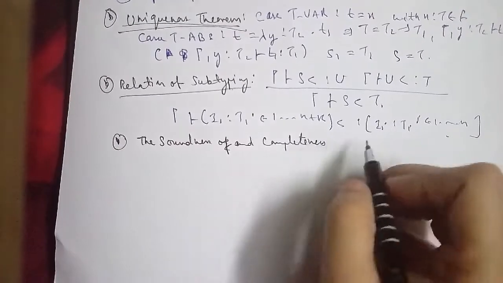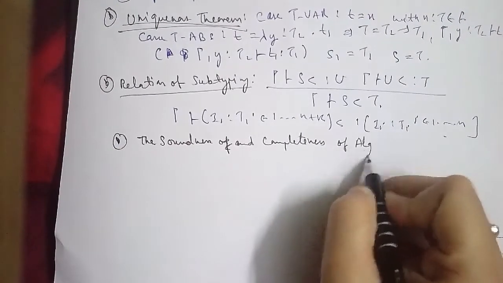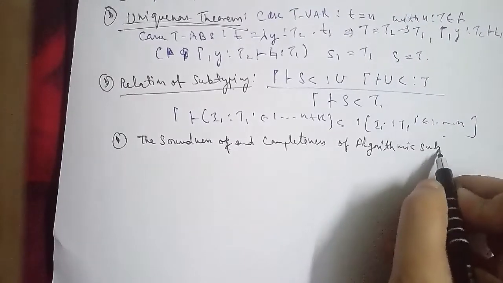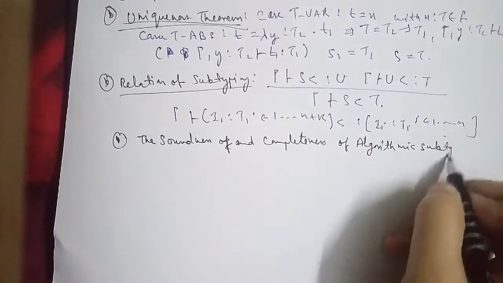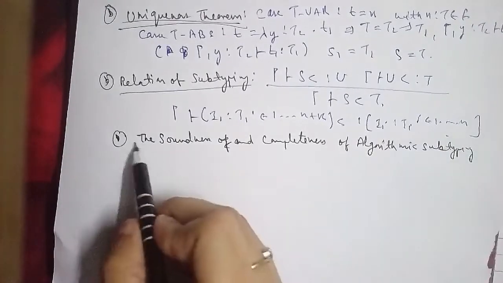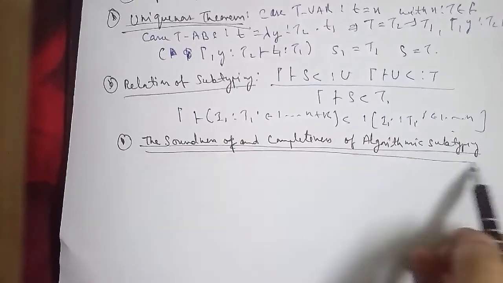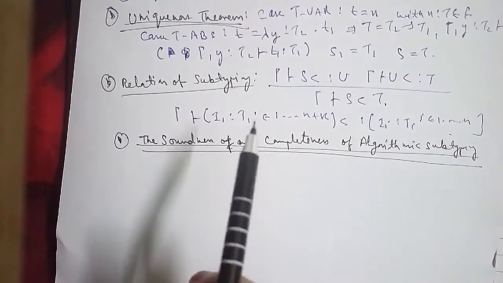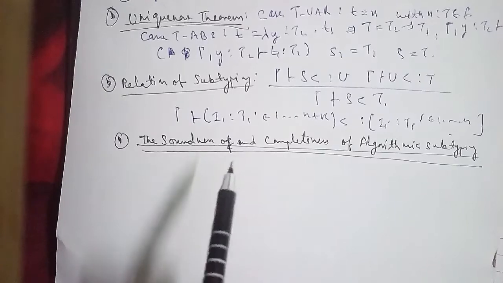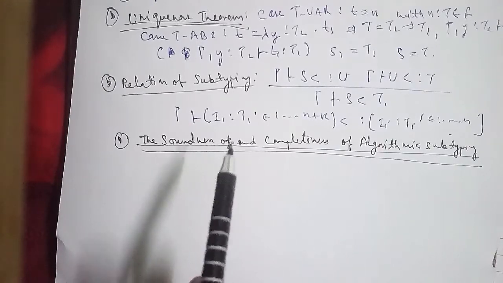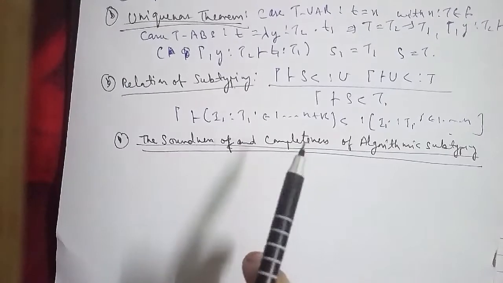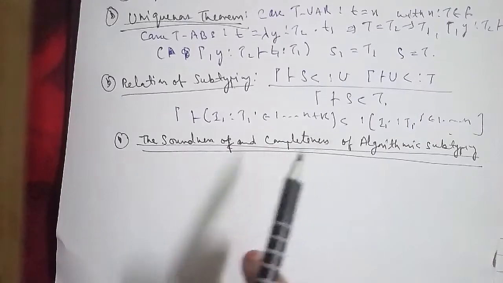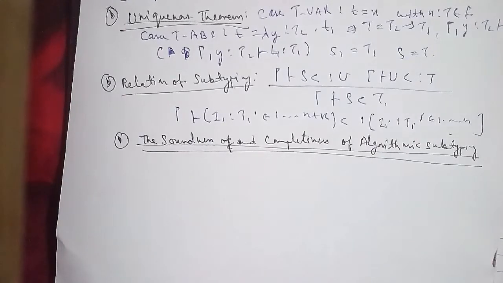So here the algorithmic subtyping relation is the least relation that is closed under the following rules. It is a different representation here, and the arrow and the top have been represented here. So let's go ahead with the soundness and the completeness of the algorithm. We'll be finding out that S is less than T if S is the algorithmic subtype of T.